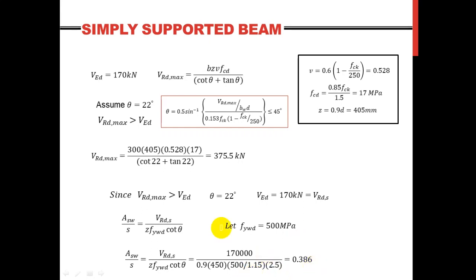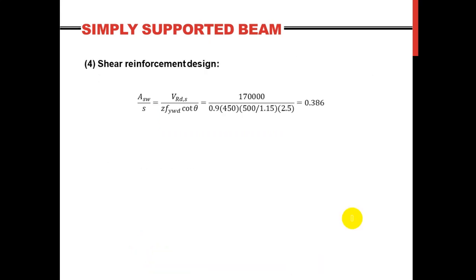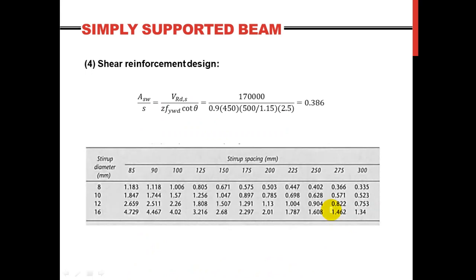So what we have done here basically, we wanted to find the stirrups required. It is given by this ratio, and the VRDS, we equated this with the VED, and we have everything else that we need. Now, how would such a ratio help me place my stirrups? Well, by referring to this table below, it gives stirrup diameters against different spacing.